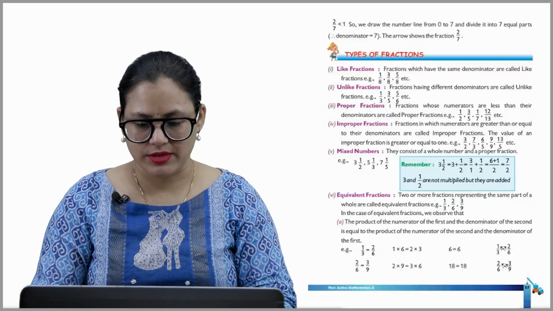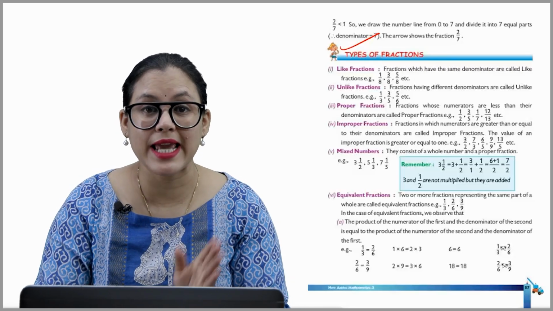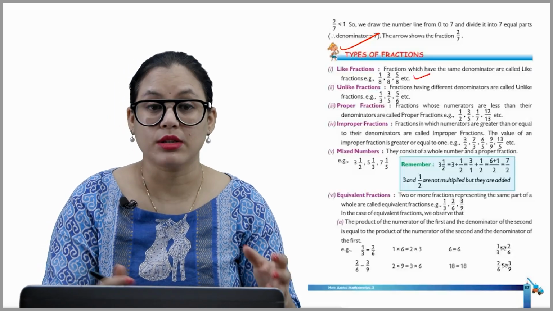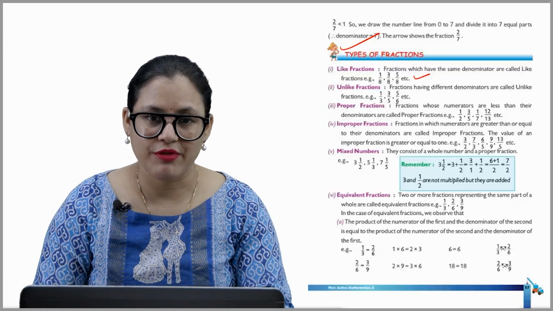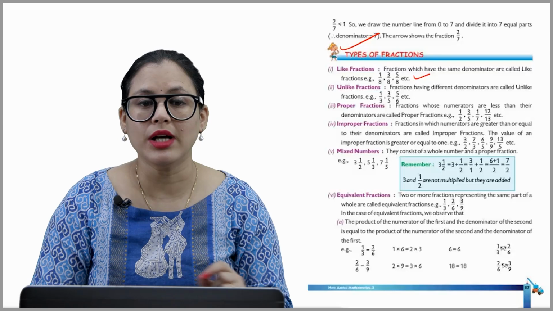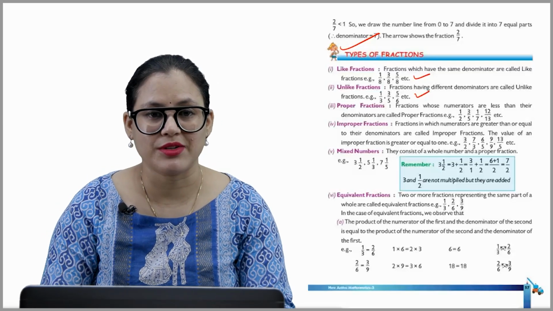Now, types of fractions. Number 1, like fractions. Fractions which have the same denominator are called like fractions. Like these, 1 by 8, 3 by 8, 5 by 8, all are having same denominators. Number 2, unlike fractions. Fractions having different denominators are called unlike fractions. Like these, all these fractions have different denominators.